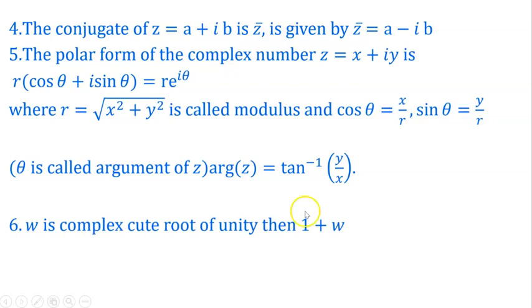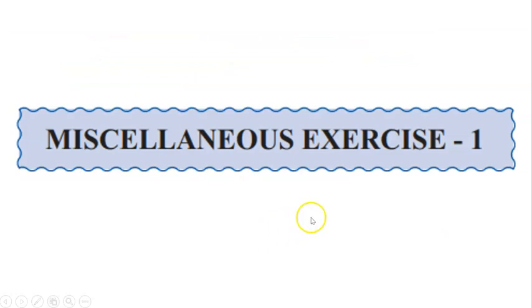Now next important formula: if ω is the complex cube root of unity, then 1 + ω + ω² = 0 and ω³ = 1. In this way we have completed all the important formulas. Now we'll see miscellaneous exercise 1.